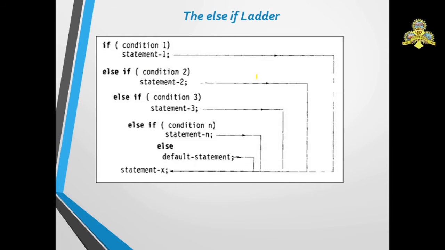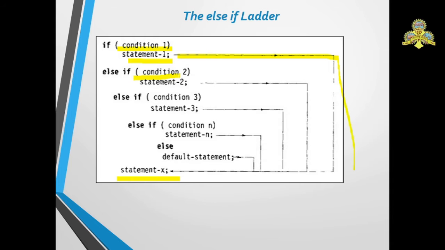This diagram represents the else if ladder. Here, if condition 1 becomes true, then statement 1 will be executed and the control is transferred to statement X. Else if, means if condition 1 becomes false, then the control is transferred to condition 2, the else if part.